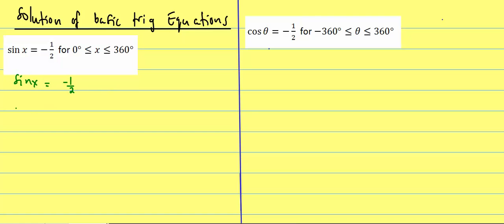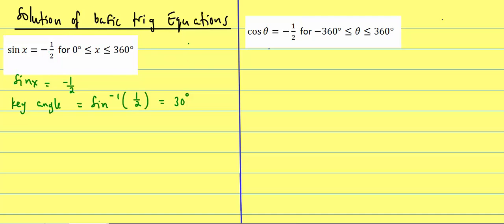The next thing that I want to do is find the key angle, which is found in the first quadrant, and that first quadrant angle is going to be the inverse sine of 1 over 2. And if you use your calculator, you'll see that this is equal to 30 degrees. So this is the first quadrant angle that will give us 1 over 2.